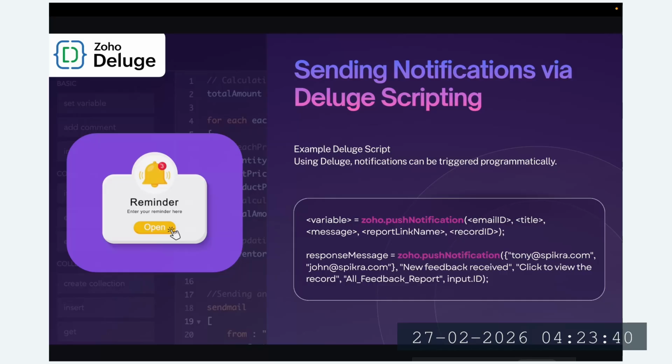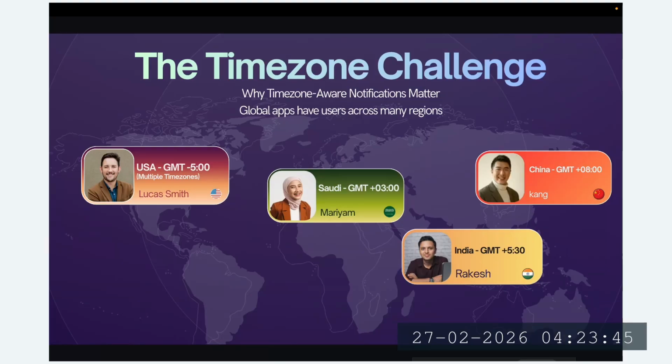So sending notifications to their respective time zones, right? So here we have the challenge. This is why time zone aware notifications matter, right? If one user is from the US and one user is from Saudi Arabia, or one user is from China and one user is from India, like the server is running, right? From the global users, multiple users from different regions are using the app, but they need to receive the particular notification at the right time, right? So this is the time zone challenge that we are having right now in the platform.